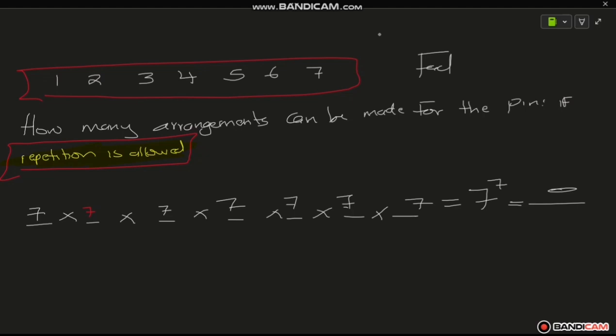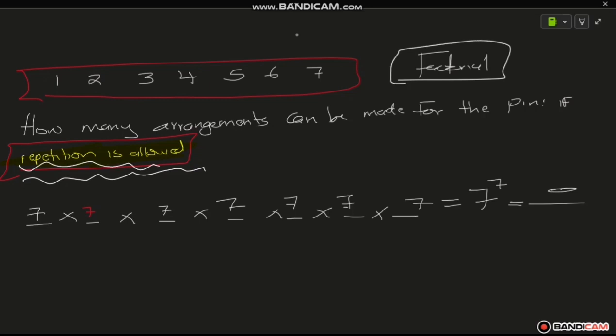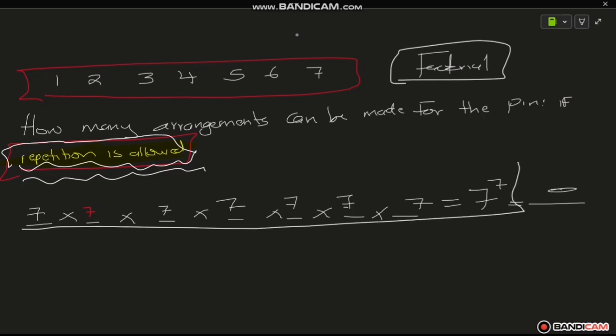So you're not going to use a factorial here. Why? Because you use factorial when repetition is not allowed. Remember, it will be 7 times 6 times 5 times 4 times 3 times 2 times 1. You don't want to use it here. Why? Because repetition is allowed. So this is what you do.